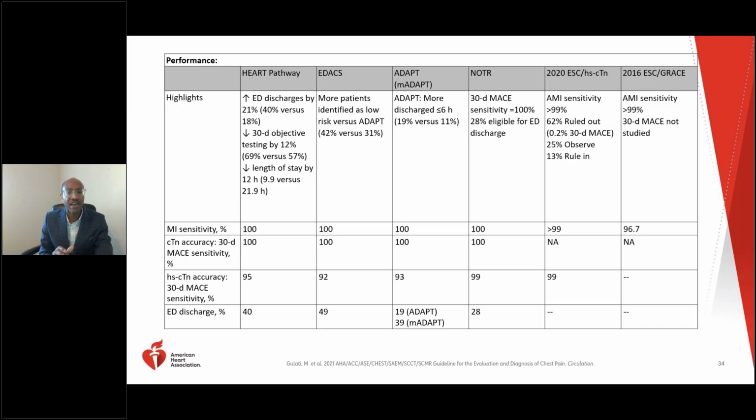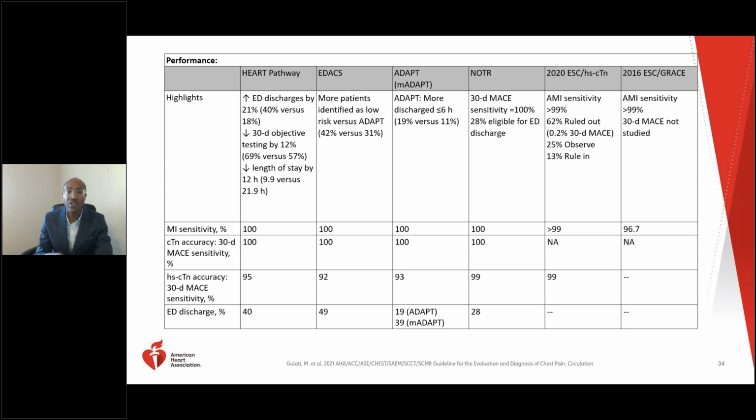And then you'll find that particularly with the HEART pathway, with the use of high sensitivity troponins, we've been able to increase emergency discharges by 21%. We've been able to decrease 30-day objective testing by 12%. We've been able to decrease the length of emergency visit stays by approximately 12 hours as well.